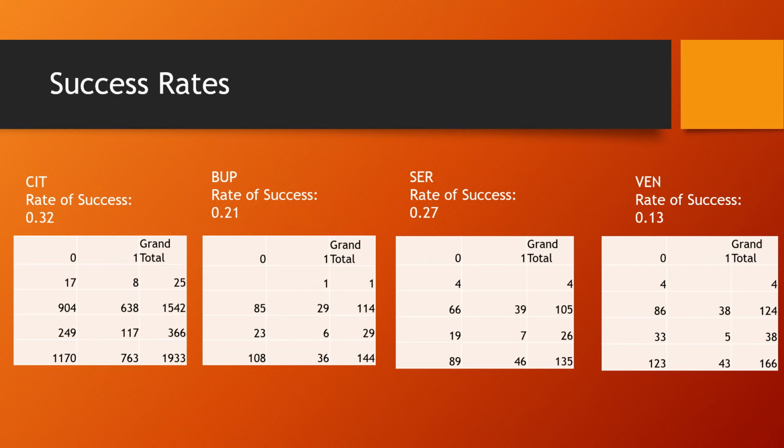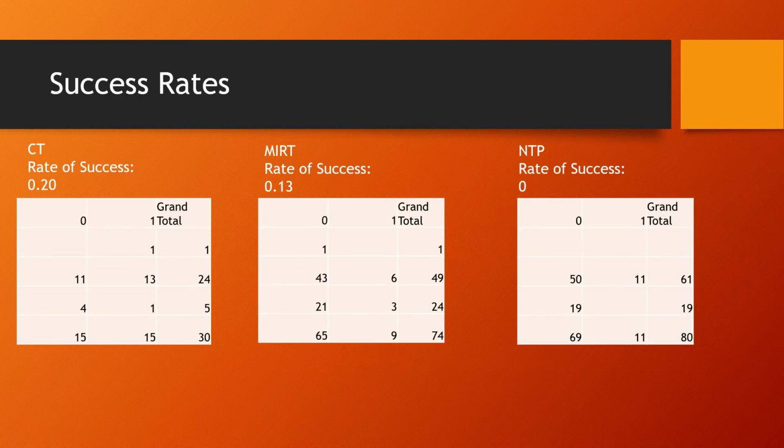For SER, 7 out of 26 patients found relief with a success rate of 0.27, and for VEN, 5 out of 38 patients found success with the medication with a rate of 0.13. To continue with the medication success, out of 5 patients, 1 found success with CT with a rate of 0.20. And for MIRT, 3 out of 24 patients found success with a rate of 0.13, and no patients found success with NTP. The lack of success with these medications could be attributed to a wide variety of factors.